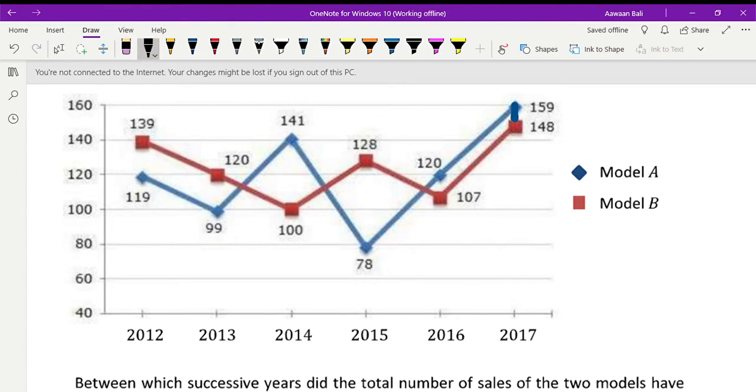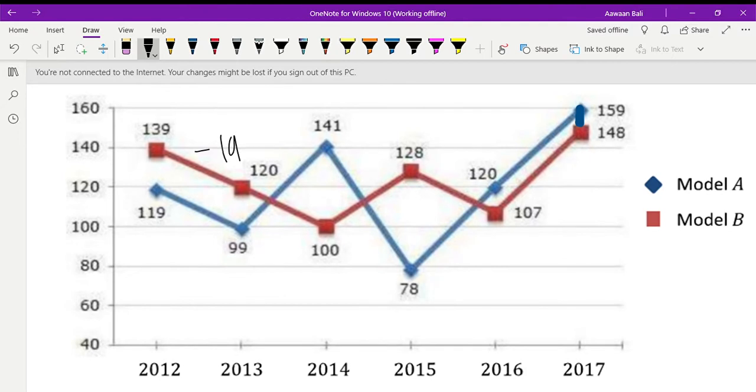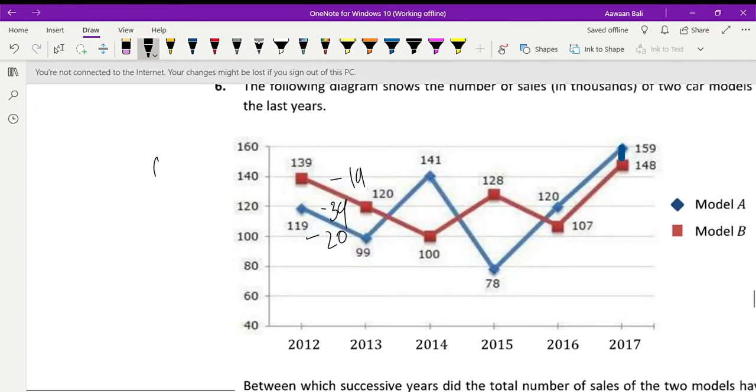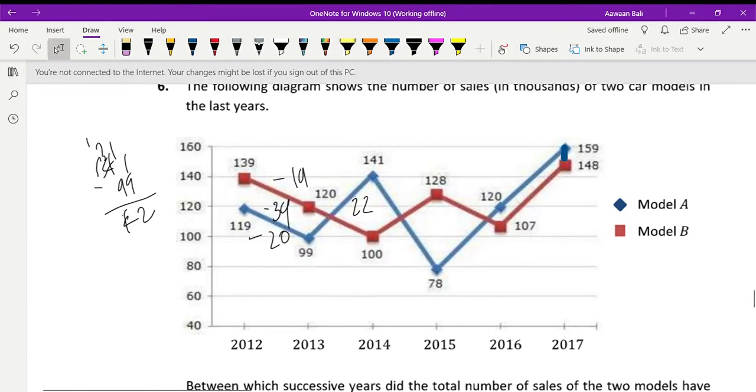You can even check with the numbers. Minus 19, minus 20. That's minus 39 altogether. So that's the smallest, definitely. Meanwhile, in the second one, we have 141 and 99, which is 42. And then we have minus 20, so 22. That's small, but it's better than the other one.